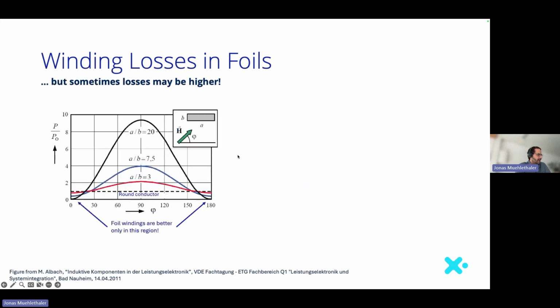But if this angle here becomes more orthogonal to the foil winding, you have much higher losses, especially if you have an A to B ratio very high, which is the case in foil. So you have much higher losses.